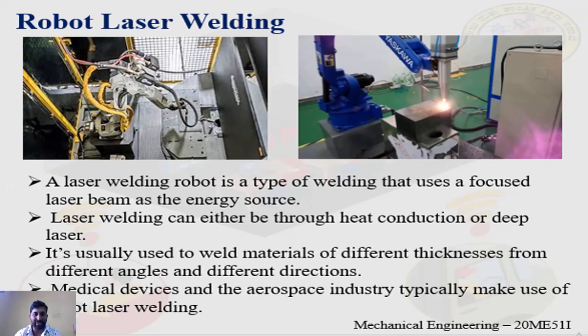As we discussed, the previous welding techniques use an electrode. That means in between the electrode and the workpiece there will be a small gap. When the current jumps across that small gap, an arc is produced. Because of that arc, the temperature goes on increasing. That high temperature is enough to melt the parent metal to make a solid bond. But in laser welding, instead of using electrodes, they use laser light. A laser welding robot is a type of welding that uses a focused laser beam as the energy source. As a heat source, they use a focused laser beam.